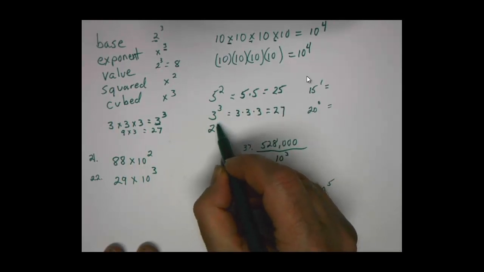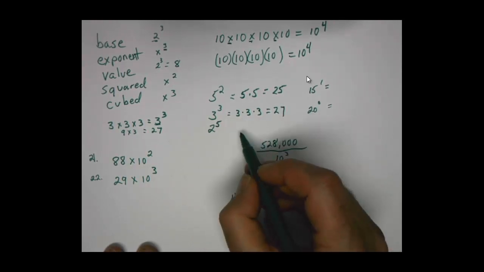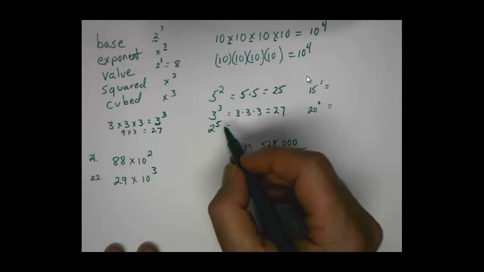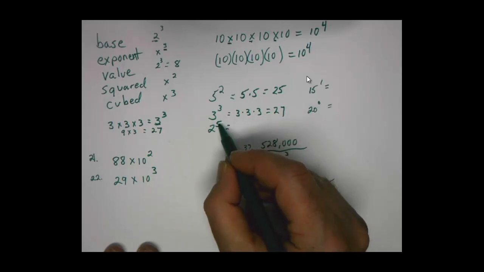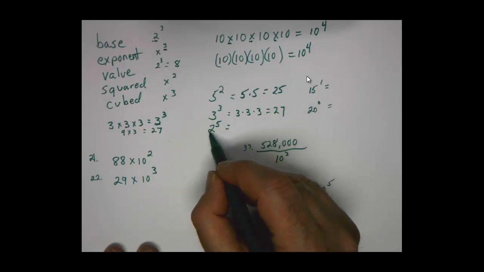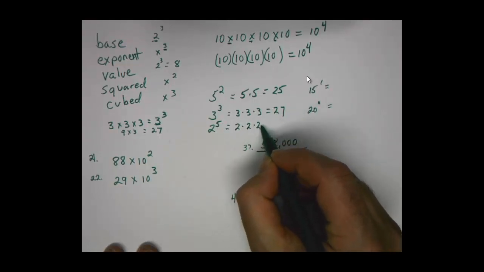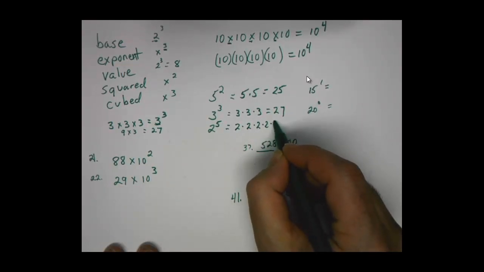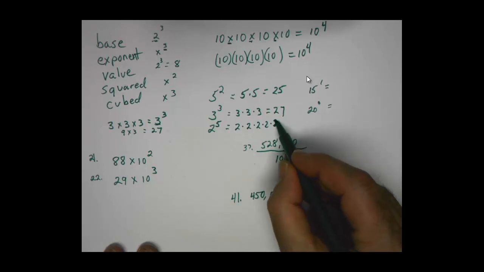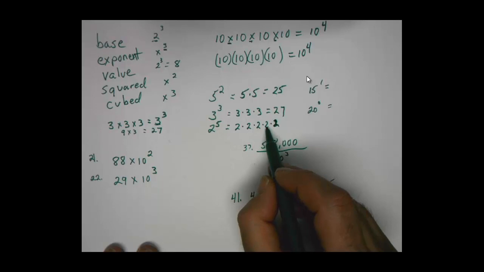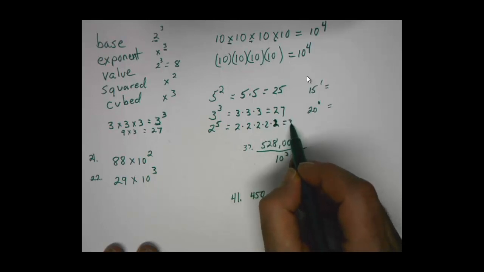If I had 2 to the fifth, I have 5 2's. Don't fall in the trap of doing 2 times 5 and saying it's 10. The 5, or to the fifth power, tells you have 5 2's. So 2 times 2 times 2 times 2 times 2. Okay? 2 times 2 is 4, times 2 is 8, times 2 is 16, times 2 is 32.